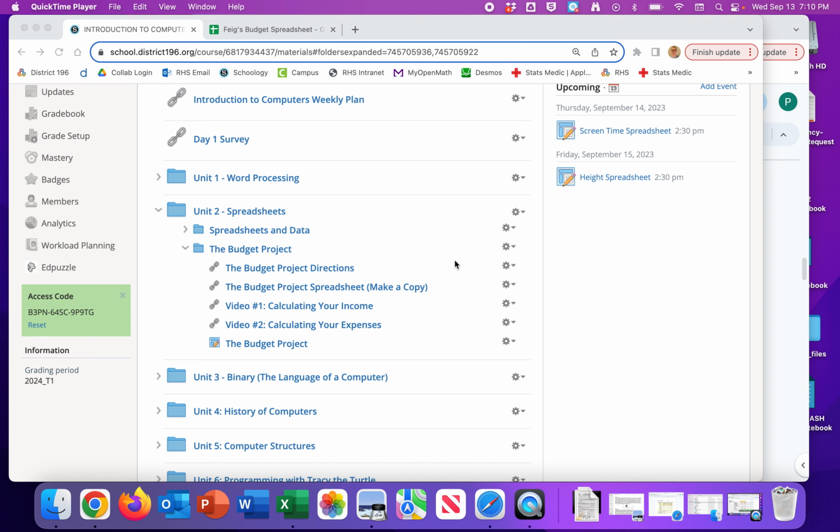All right, intro to computer students. Here we are in the budget project. We just finished calculating your income. Now we're moving on to calculating your expenses.